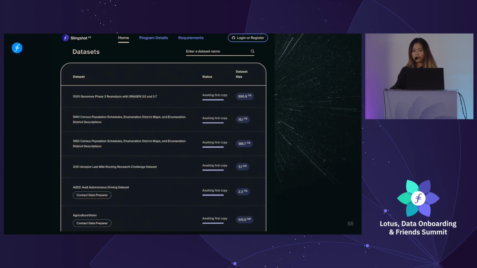So this is a screenshot of the website right now. There's a list of data sets that are currently waiting to be claimed. You can claim whichever one that interests you and basically say, I'm going to prepare these data sets.